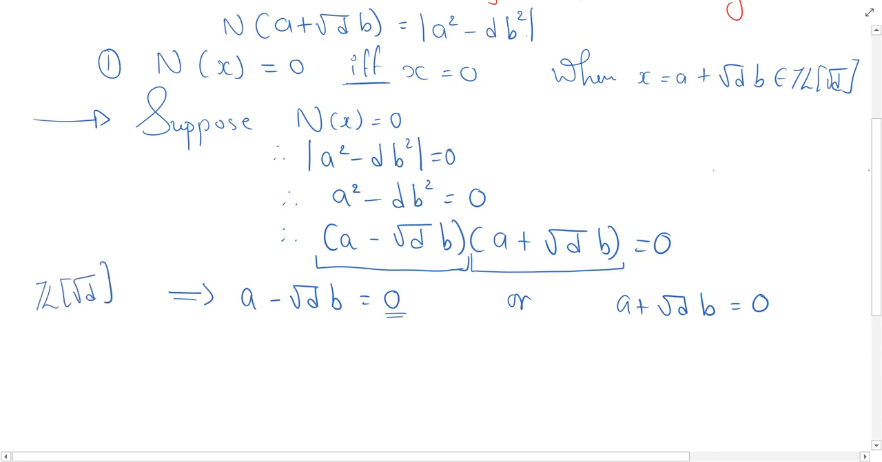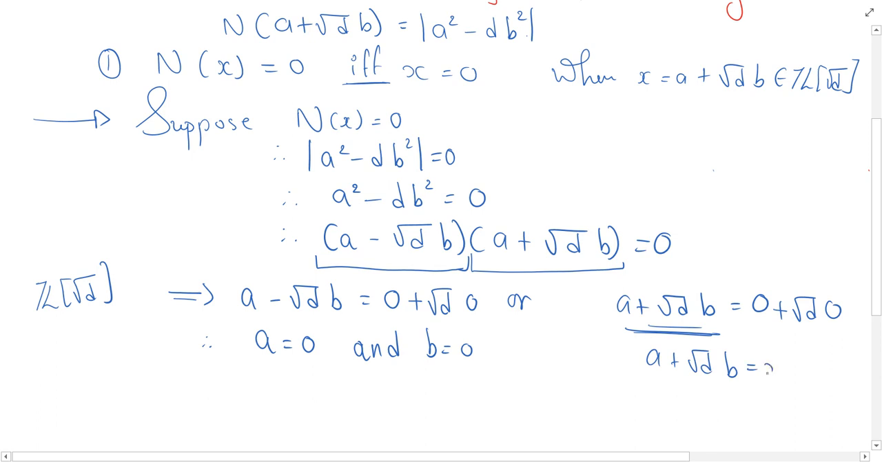Also, we know that the additive identity is unique. By using that property, this is the same as 0 plus square root of d times 0. Similarly, 0 plus square root of d times 0. Now I just compare them. If I compare them, in the first case I'll get a is equal to 0 and my b is also equal to 0. If this is the case, actually we are done. Then my a plus root db is actually nothing but my x, and that is equal to 0. So this case was already done.